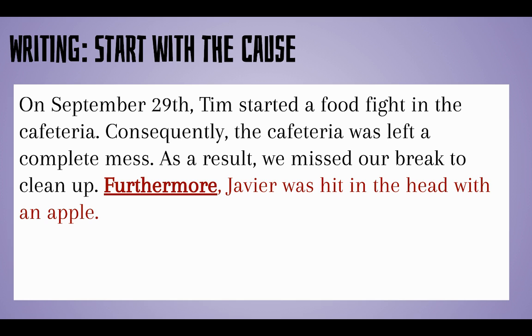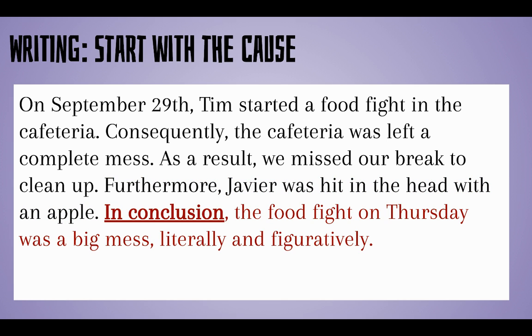Now I have one more sentence that I need to include in order to wrap up my paragraph. I need a concluding sentence. And of course, we have conclusion transition words as well, and what I call the little black dress of conclusion transition words. The easiest one to use in almost every situation is in conclusion. So I'm going to wrap up with this concluding sentence here. In conclusion, the food fight on Thursday was a big mess, literally and figuratively. And your concluding sentence always re-emphasizes or summarizes the big idea in the rest of your paragraph. So that sums up how to use cause and effect to write a paragraph showing the relationships between causes and effects.